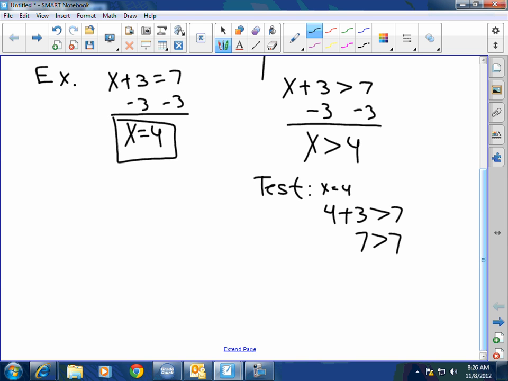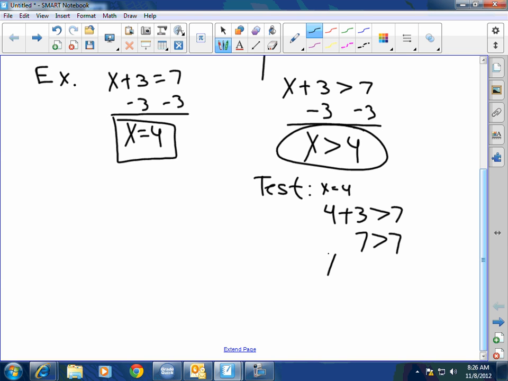I don't want to know what all the other things you guys just said. Please answer the question. Is 7 greater than 7? No. So is 4 a solution to this? That's why you got to pay attention. X has to be greater than 4.